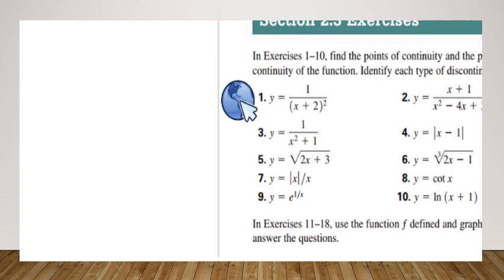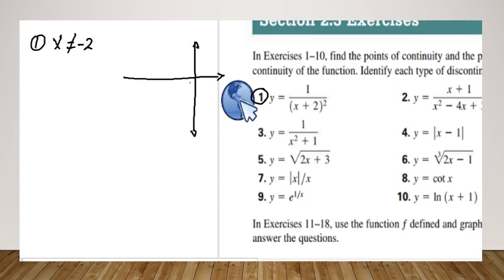Regarding the first one, I wanted to find the points of continuity and discontinuity of the functions. We know that for number one, it's a rational function. Its denominator is x plus 2, right? So I can't plug in x with negative 2. Why? Because if I replace x with negative 2, the denominator will be 0, and anything divided by 0 is undefined.